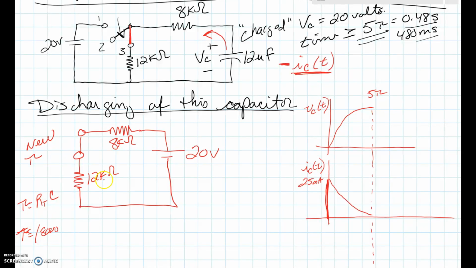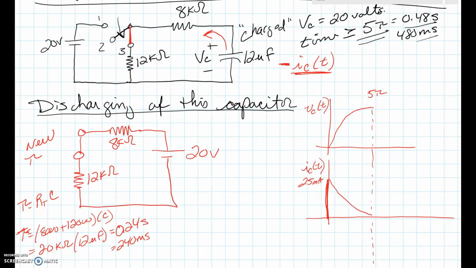I noticed that I had that resistor wrong. At 20K ohm, it should have been 12K ohm. So it's 8,000 plus 12K, or 20,000. That gives us 20K ohms times C times 12 microfarads. And now tau is, when I take that calculation, I get 0.24 seconds, or 240 milliseconds.